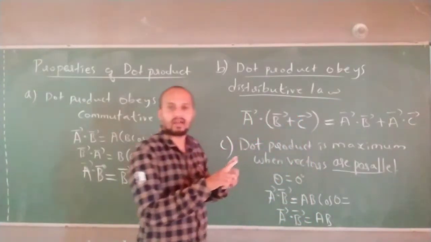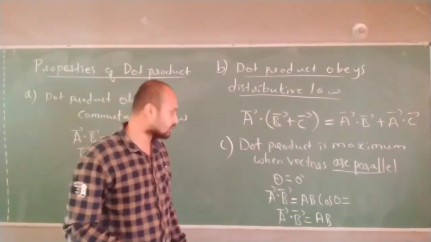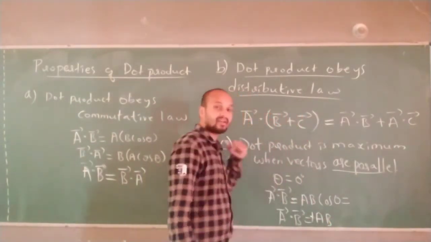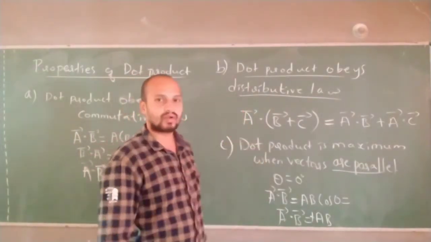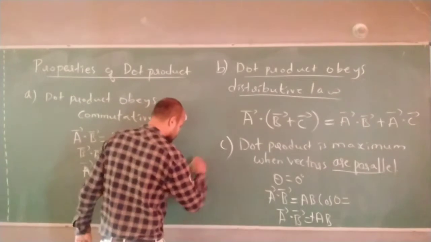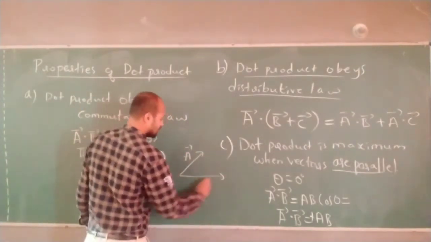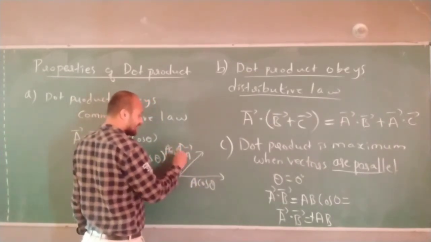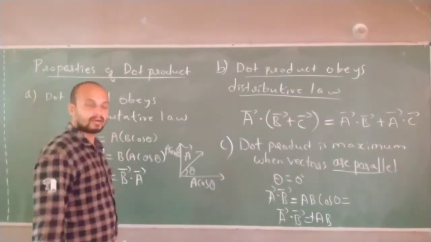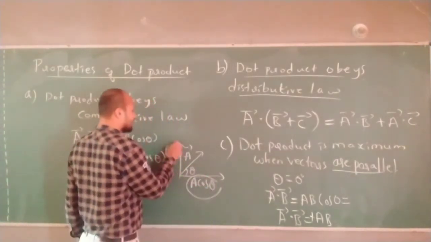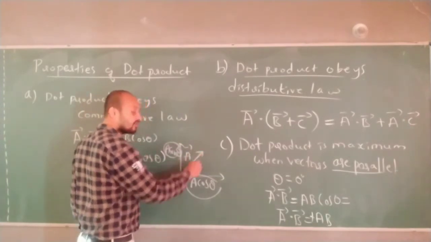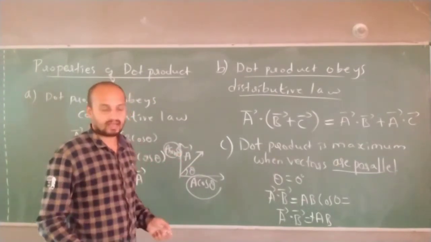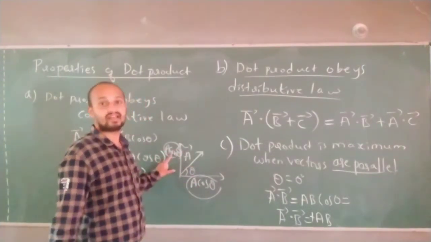When the two vectors are parallel, you are not taking any component of the vector, so you get the maximum value, AB, where you directly multiply the two vectors. Always remember, if I take A, this is A cos theta and this is A sin theta, taking this angle as theta. These are components of the vector, so they will always be less than the resultant.